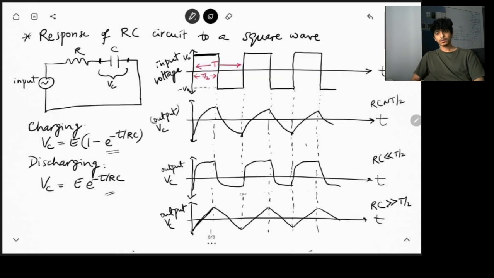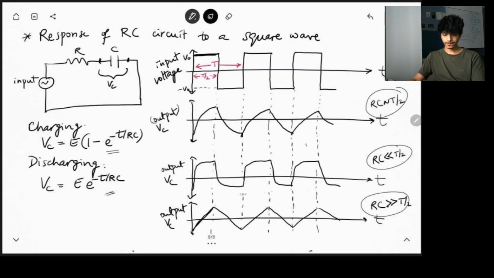So here's what the potential across this capacitor looks like for various different values of RC. First is when RC is close to the time period of the input voltage. Second is when it is much smaller than it. And finally, when it is much more than it. Right?